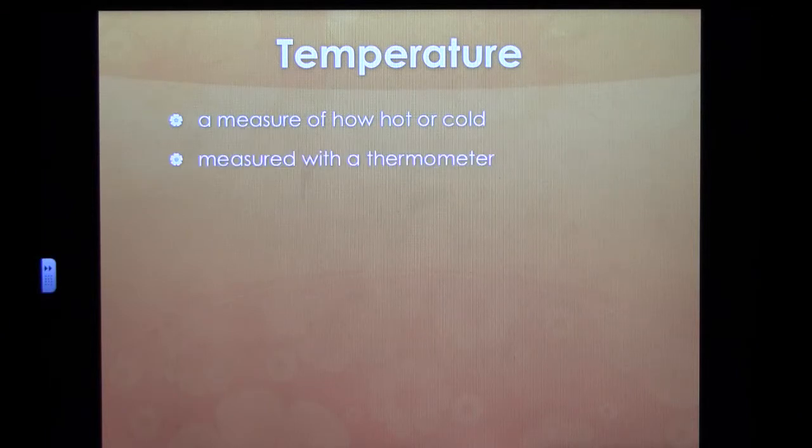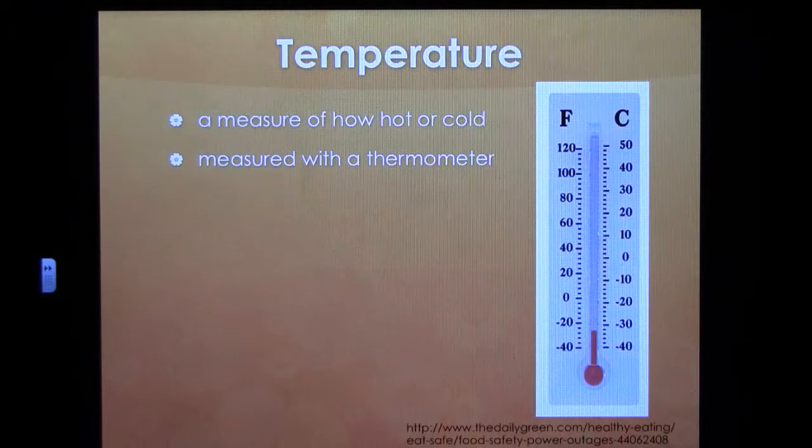In everyday life, temperature is defined as a measure of how hot or cold a substance is. Temperature is measured with a thermometer based on the principle of heat expansion. When the temperature of a material increases, the material tends to expand.